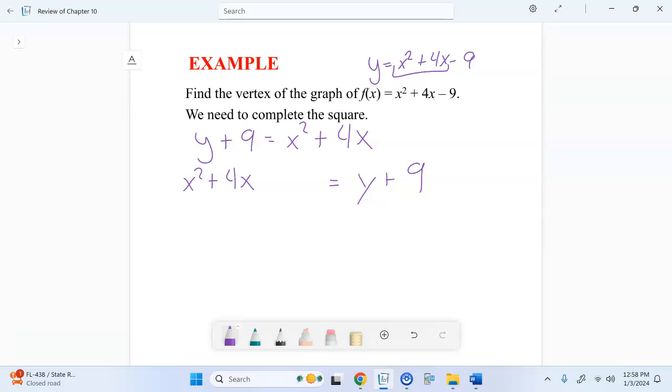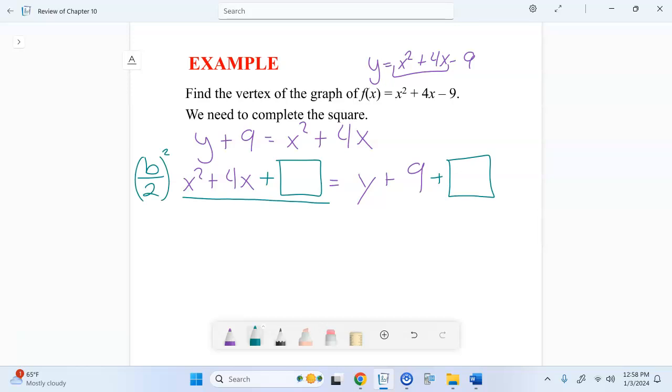But we want to leave this gap because now we need to make a perfect square trinomial. We're going to put these boxes in. So we need to add some number that turns this left side into a perfect square trinomial. Does anyone remember what formula we used to find the number that goes in that box? Good. So b over 2 squared will tell us what number needs to go in that box. What's my b value for this equation? 4.